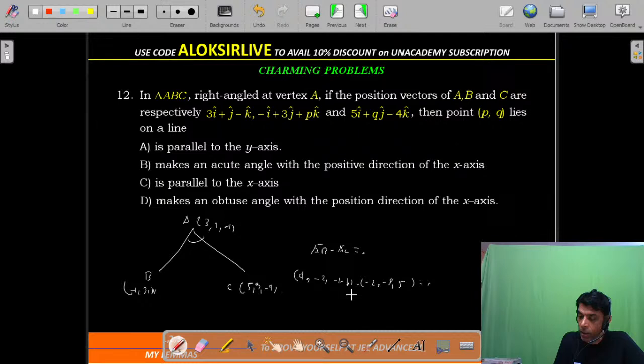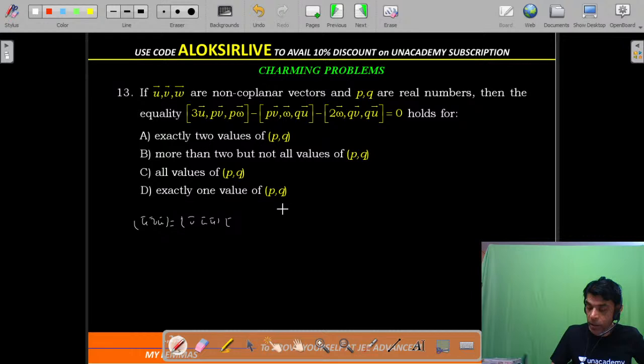Let's come to 13. 13 is based on the triple product. So you know the property that [U V W] equals [V W U], just like ABC. So UVW, WUV, VWU. Correct. Cyclic. U, V and W. Let me write here.